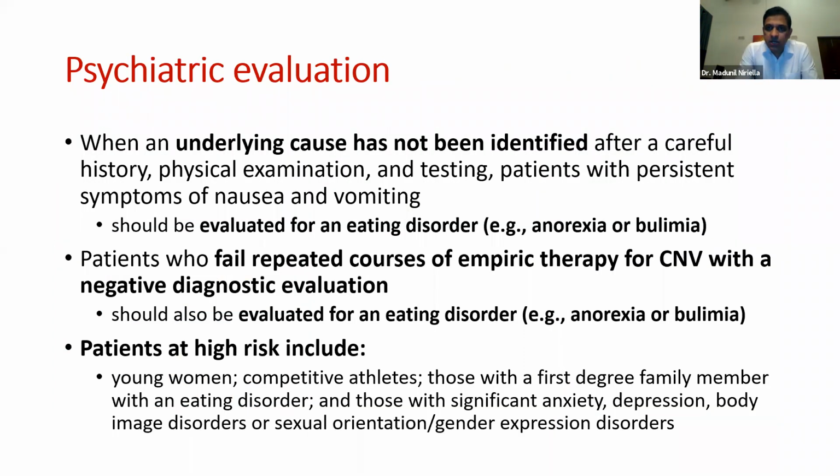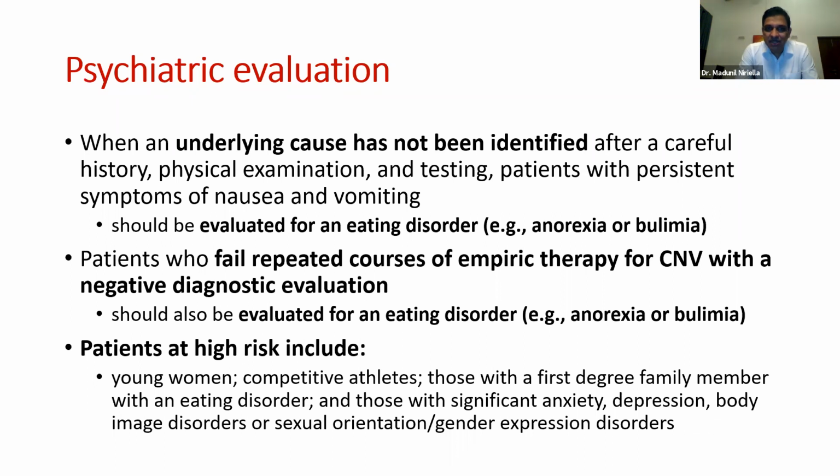When an underlying cause has not been identified after careful history, physical examination, and selective testing, patients with persistent symptoms of nausea and vomiting should always be evaluated for eating disorders such as anorexia and bulimia. And patients who fail repeated courses of empirical therapy for chronic nausea and vomiting with a negative diagnostic evaluation again should be evaluated for an eating disorder. So remember, when we can't identify an underlying cause and empirical therapy repeatedly fails to subside their symptoms, we should think of eating disorders in these patients and get an appropriate psychiatric evaluation.